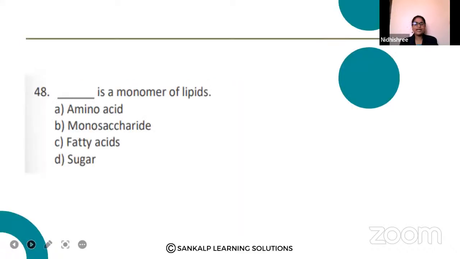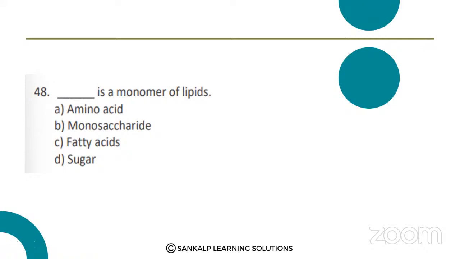48th question goes like this. Dash is a monomer of lipid. Amino acid, monosaccharide, fatty acid, and sugar. Option B, ma'am. Chat answers I got as B and some of them confused with option C. Fine. Monosaccharide. Okay.